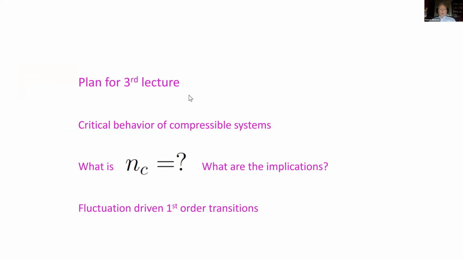Thank you. So my plan for today's lecture has three parts. The first part is a debt that I owe you since my first lecture. I was strongly attacked about the critical behavior of compressible systems, so I will say a few words about that. And then I'll come back to where I stopped last time about NC and what it is, and what are the implications of it having a value larger than 3 or smaller than 3. And then if I have time, I'll spend some time on fluctuation-driven first-order transitions.